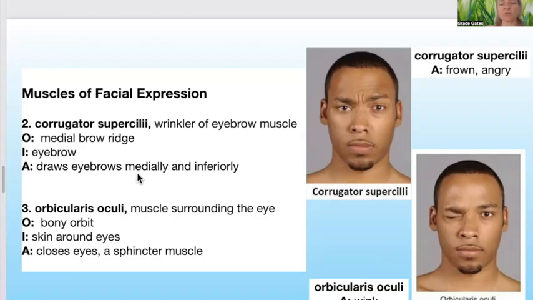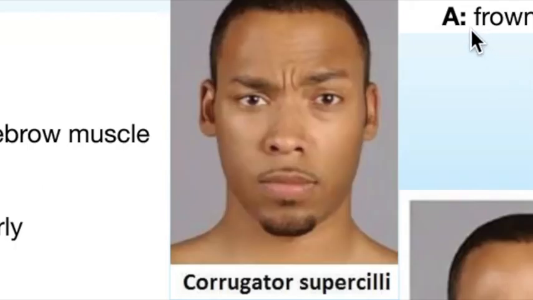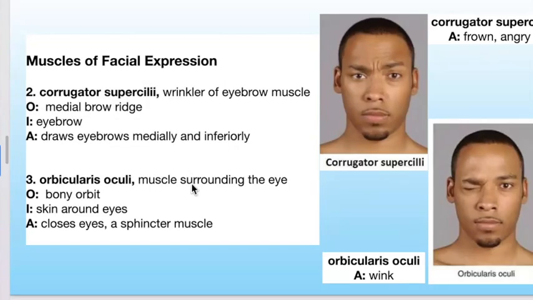The action is to draw the eyebrows medially and inferiorly. The picture over here shows that the expression created is one of a frown, like a sort of angry frown. The orbicularis oculi muscle surrounds the eye. The origin is the bony orbit around the eye. The insertion is the skin around the eye. And the action is to close the eye, to squeeze the eyes shut, we might say.